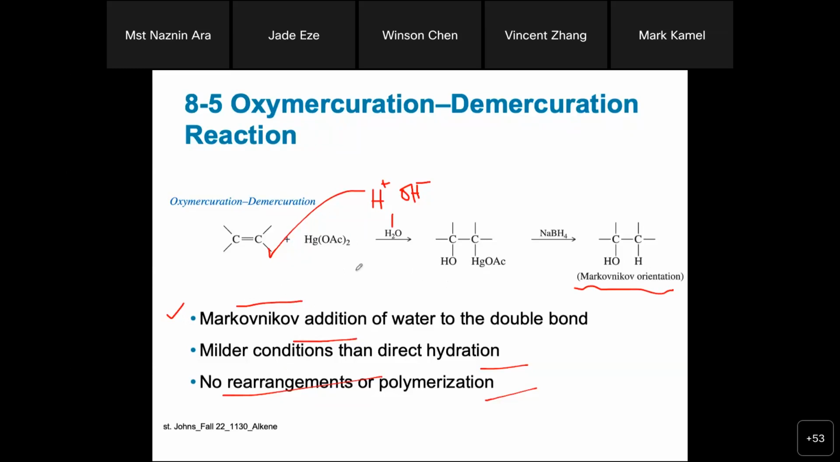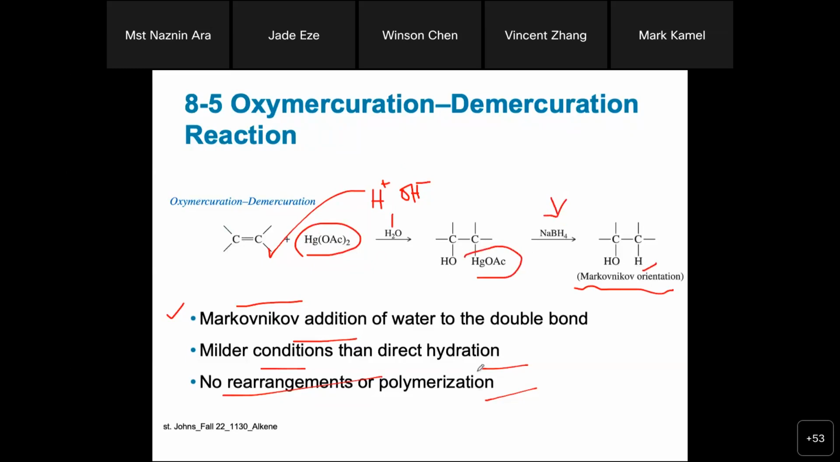This is called mercury acetate. So actually this is H and OH, but in the presence of this. This is a special type, a milder condition than the direct hydration, since direct hydration is not possible with this type of reaction. So when an alkene reacts with this mercuric acetate, in that case first this kind of intermediate forms, and we need to use another catalyst, this type of reduction, that makes this type of final product.